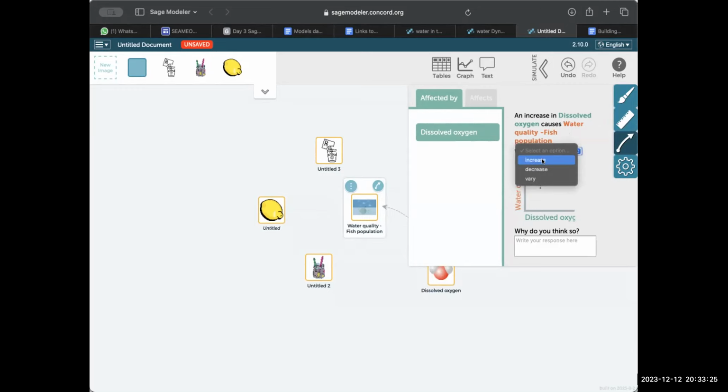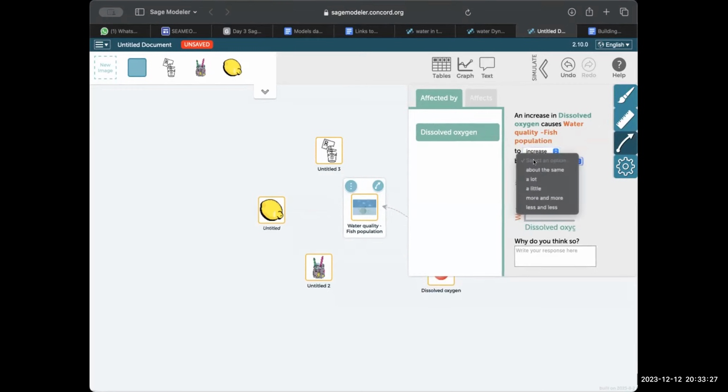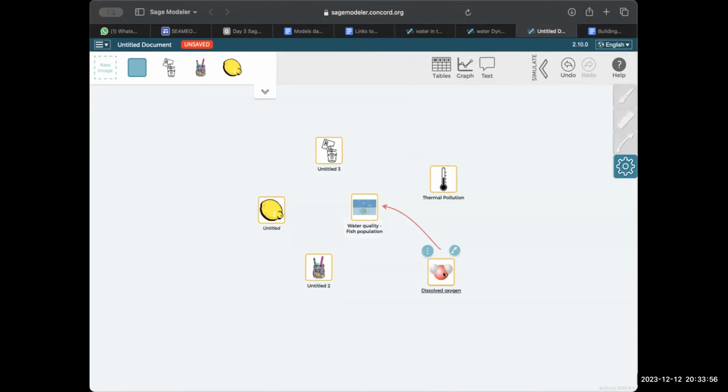About the same, a lot, a little, more and more. Yeah, so this is where students aren't sure, so they would put one; it wouldn't be less and less, right? So it would be about the same or a lot, and then they'll try it and see if they like it. They'll go back and then they can fill in the text box: why do you think so? And then they get to use the science ideas as they're building their model.